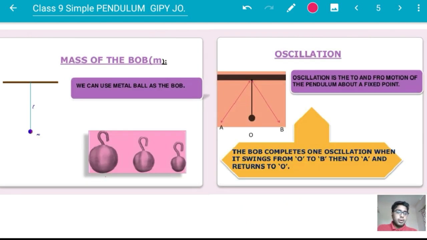Then, the bob is made of either iron or brass. Again, oscillation. So what makes one oscillation? If the bob is starting from point O, it should go to point B, or it can move to A. In this case, I am taking it as going from O to B and from B to A and finally reaching back to O. So once it is coming back to its original position from where it started, after moving through the two extreme positions, you can say that one oscillation is completed. So that makes your one oscillation.